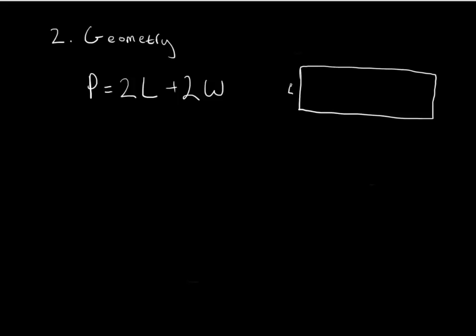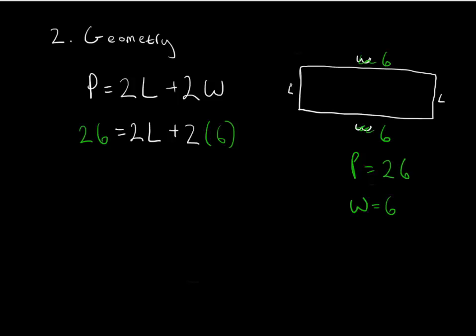So if this short side is L and this long side is W, when you add all the sides together, you'll have 2 L's and 2 W's. But the problem tells us that perimeter equals 26 and that the width is equal to 6 inches. So we'll rewrite those parts of the equation and then solve for L, the length.